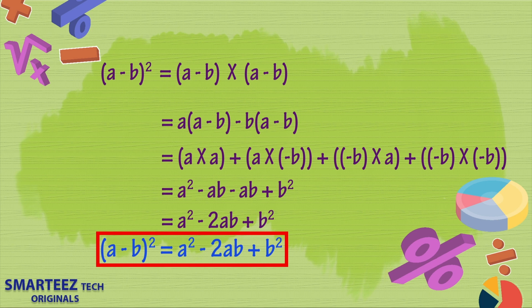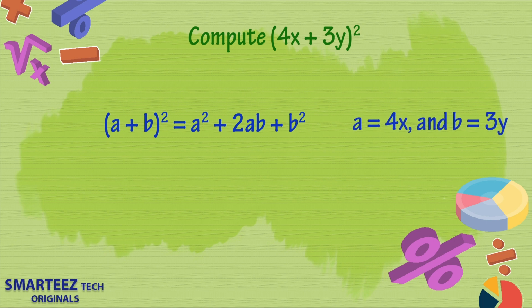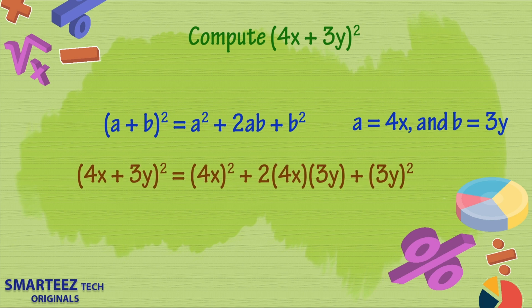Remember, when we say (a plus b) the whole square or (a minus b) the whole square, any term can be substituted for a and b and the formula will apply. Let's look at some examples. Compute (4x plus 3y) the whole square. In this case, we use the formula (a plus b) the whole square equals a square plus 2ab plus b square. Here, a equals 4x and b equals 3y. (4x plus 3y) the whole square equals (4x) the whole square plus 2 times 4x times 3y plus (3y) the whole square, which equals 16x square plus 24xy plus 9y square.